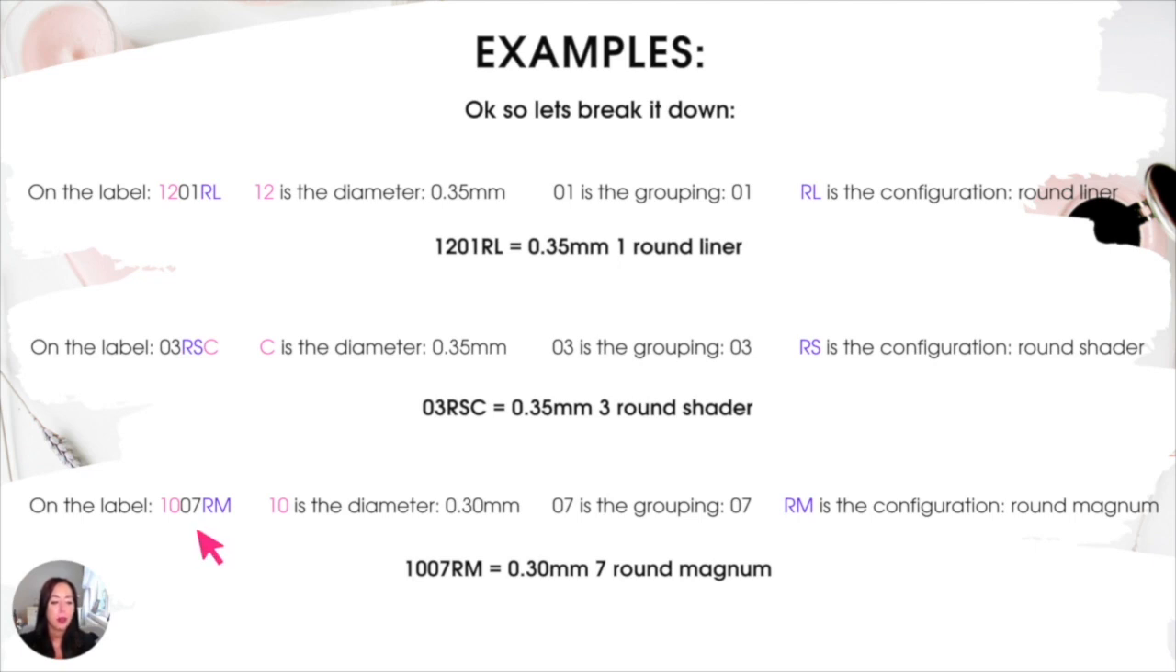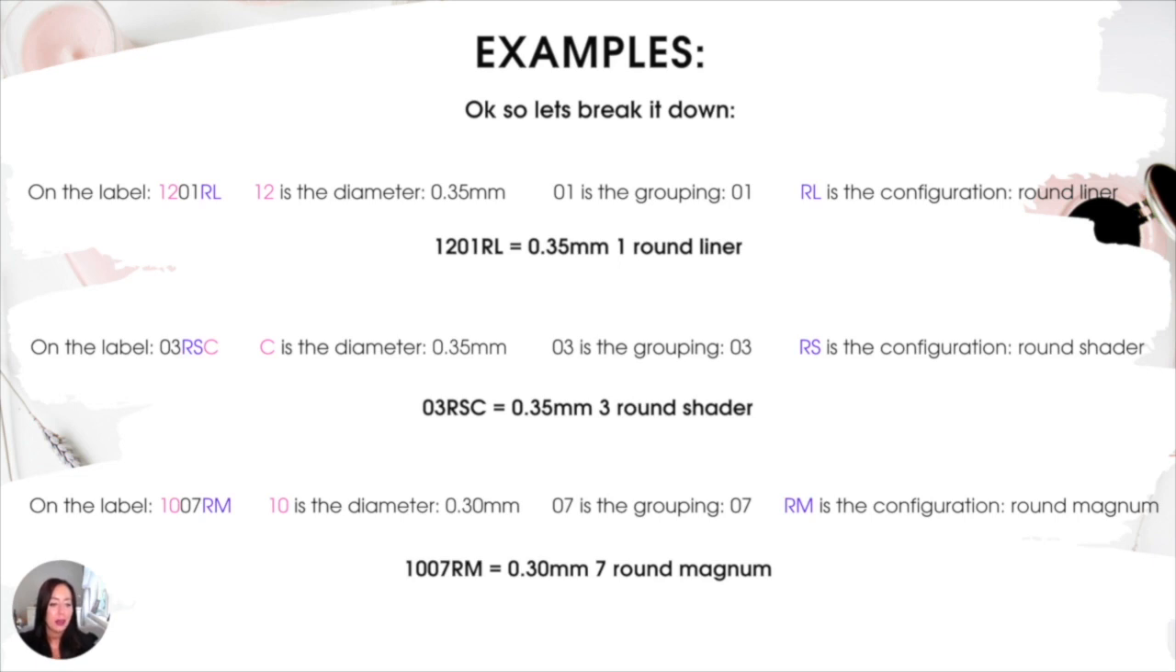Okay, so let's have a look at this one. We've got a 1007 RM. So we know 10 is going to be our diameter. Remember, 6, 8, 10, 12 diameters. So 10 is your 0.30, and then 0.7, that has to be your grouping. So we have 7 needles in this grouping. So each needle is of a 0.30 millimeter diameter. And then we have RM, which is our round magnum. So a 1007 RM is going to be your 7 round magnum, and it's a 0.30 diameter.